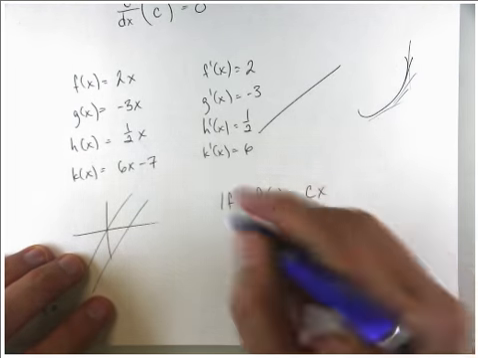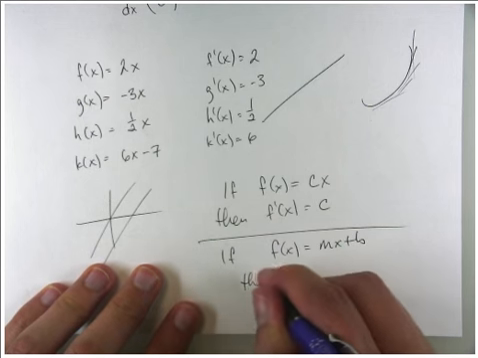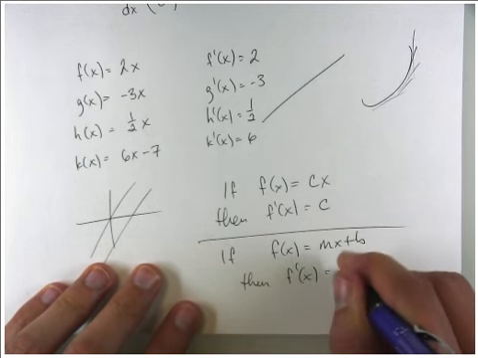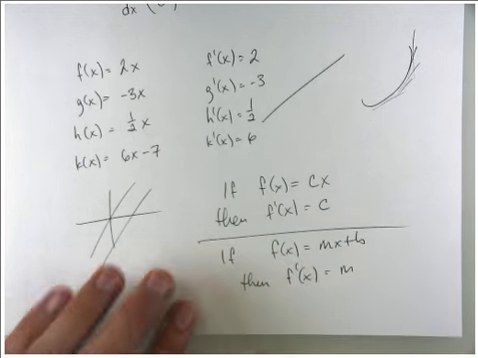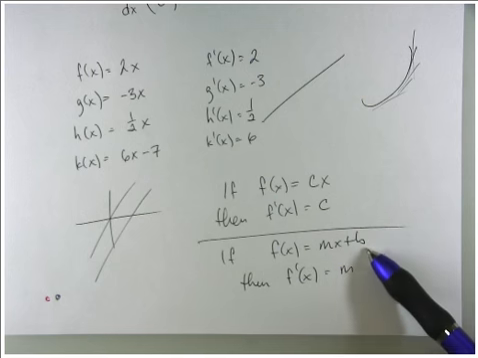In fact, I have a little bit more than that, right? If f of x equals any line, f of x equals mx plus b, then f prime of x equals m. It's just whatever the slope is. And it didn't matter that I was adding another number.